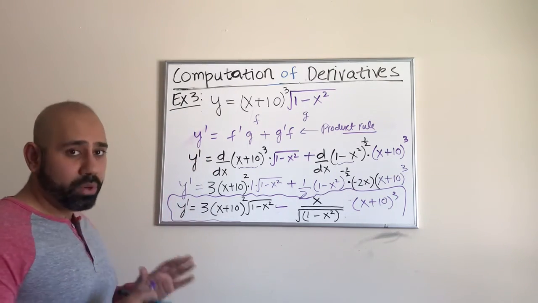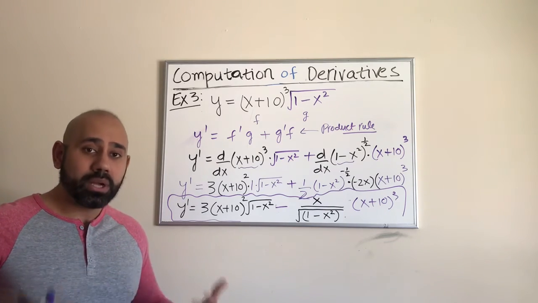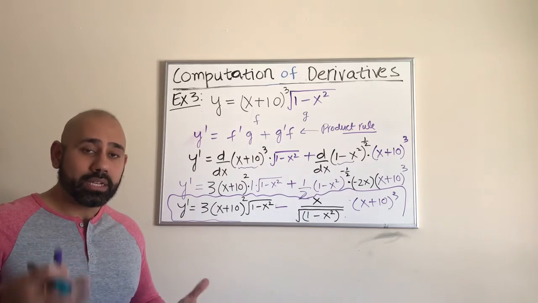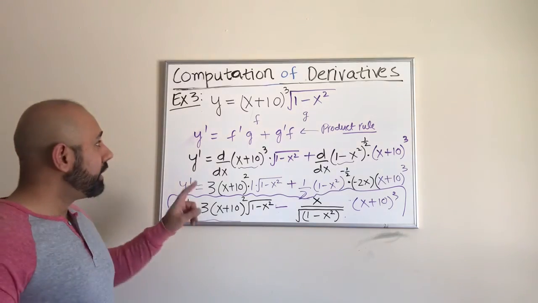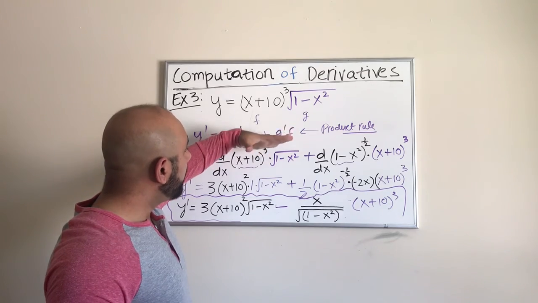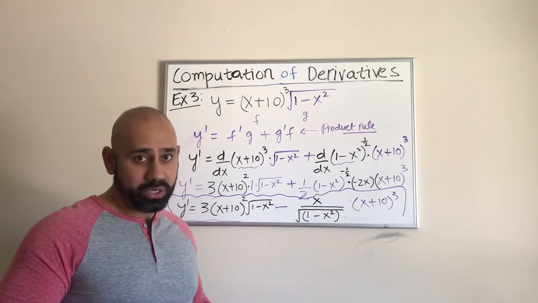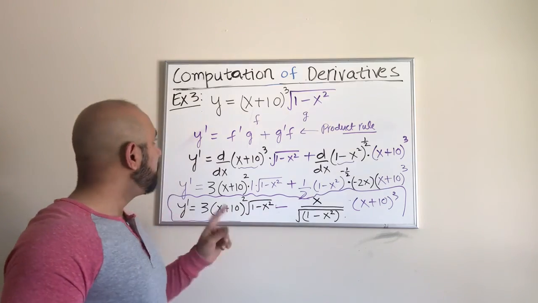I'm still going to show you more examples because there are different varieties of examples. I'm trying to cover as many concepts and as many things as I can in this section. But keep in mind, just by looking at this function, we can see that it's a product. So that's why we are using the product rule first, and then we are using the chain rule. Okay. So number 3 is done, guys.